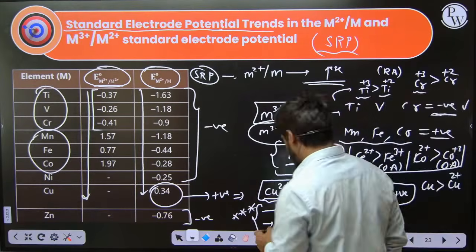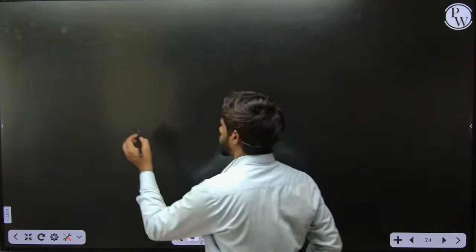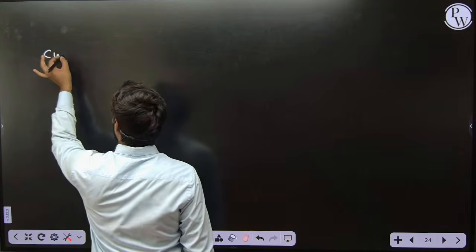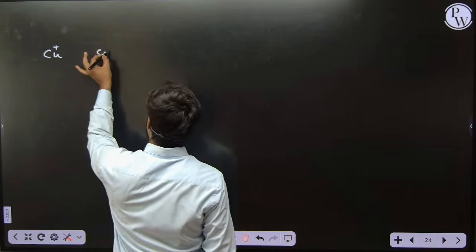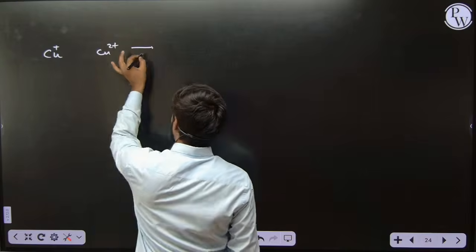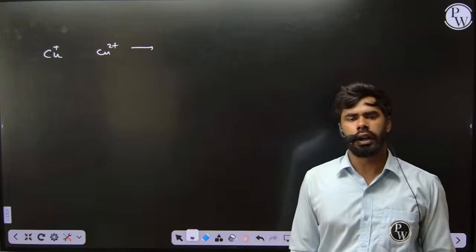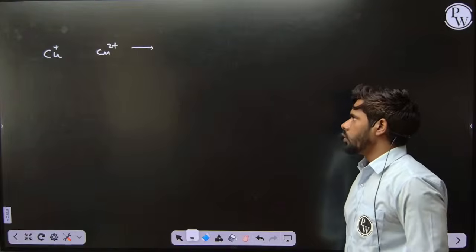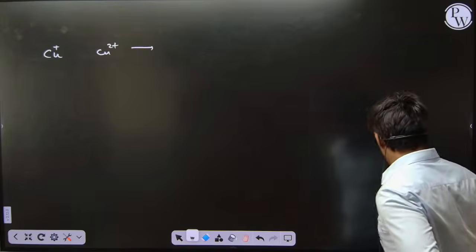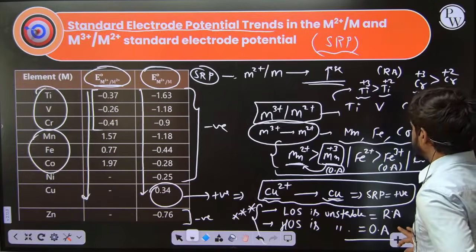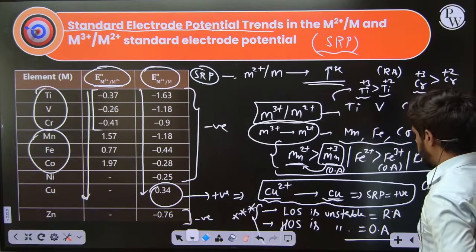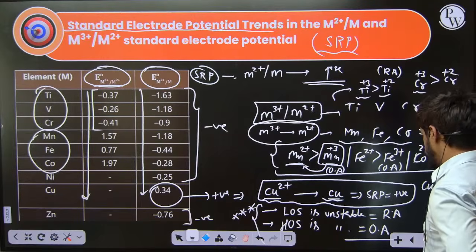So the question is asked like this: copper 1+ and copper 2+, which one is more stable? Copper 1+ and copper 2+, which is more stable? So that we can see which is more stable.